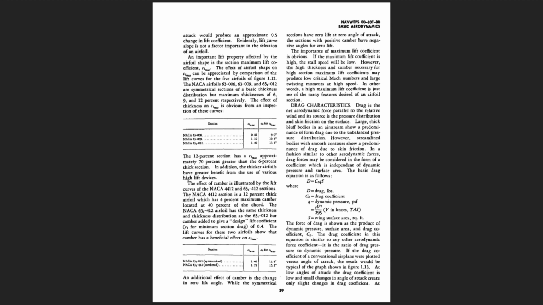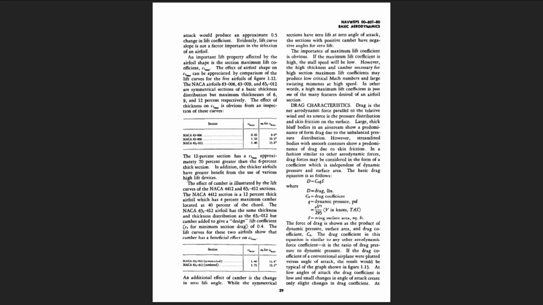The importance of maximum lift coefficient is obvious. If the maximum lift coefficient is high, the stall speed will be low. However, the high thickness and camber necessary for high section maximum lift coefficients may produce low critical Mach numbers and large twisting moments at high speed. In other words, a high maximum lift coefficient is just one of the many features desired of an airfoil section.